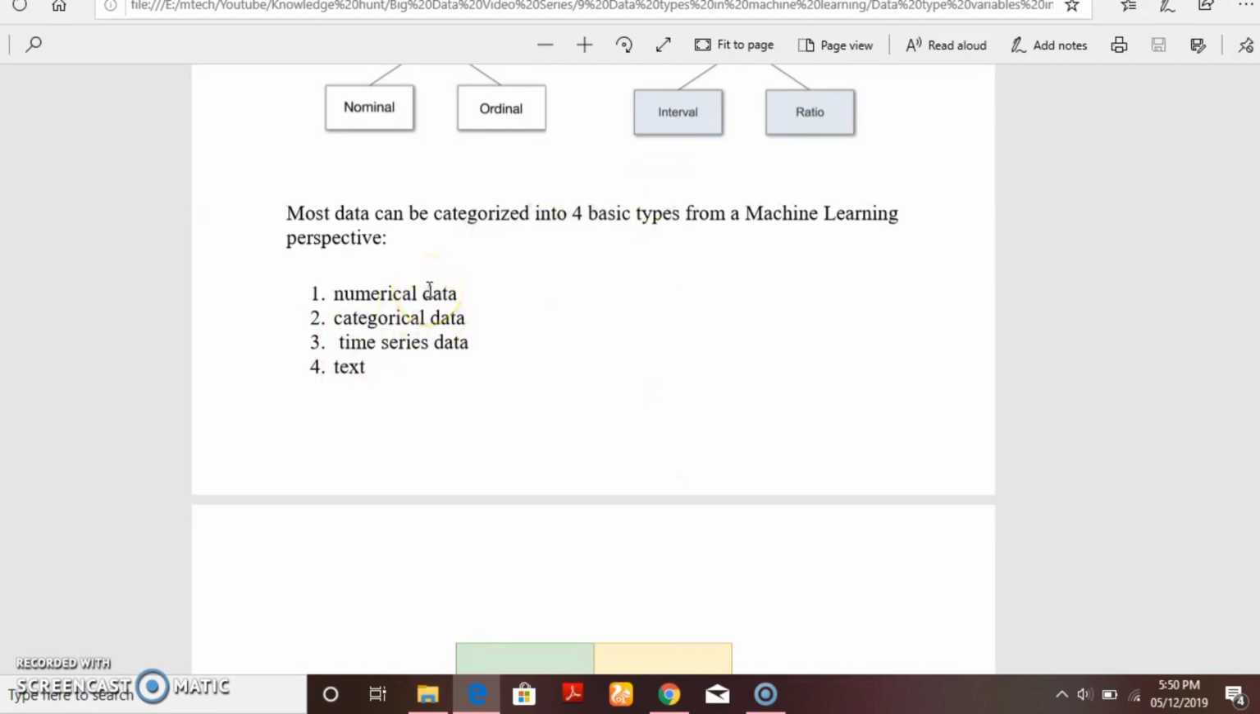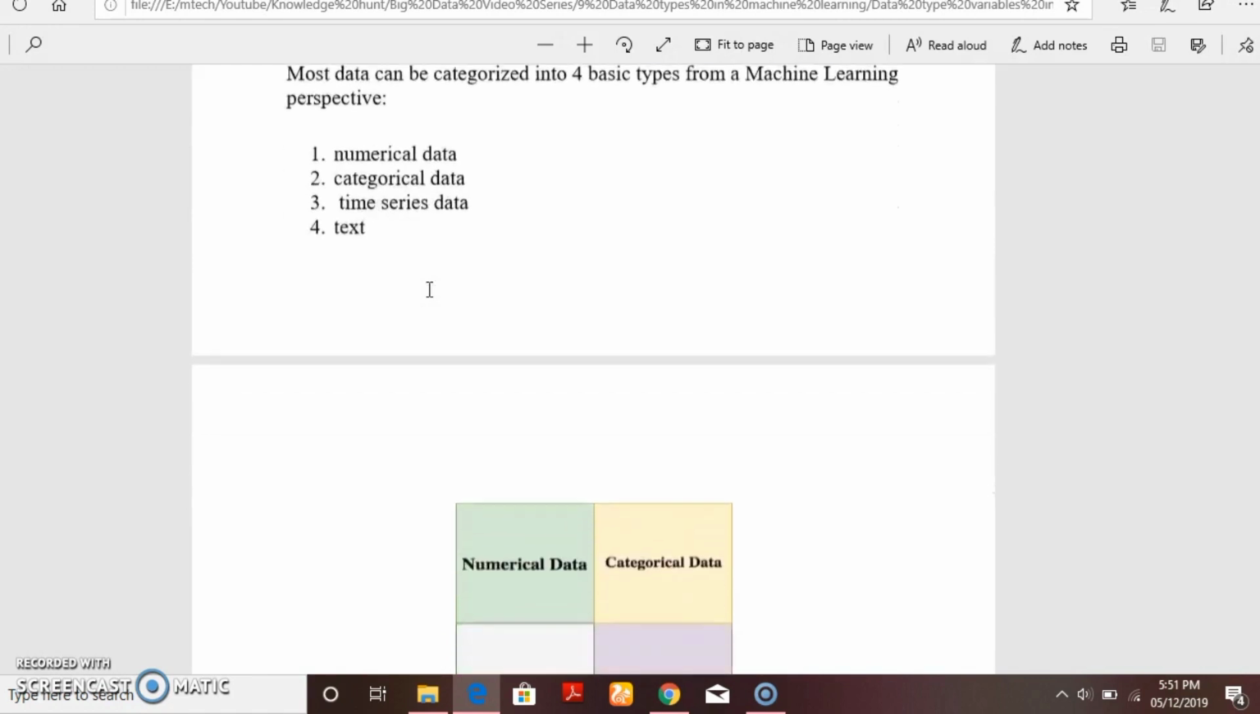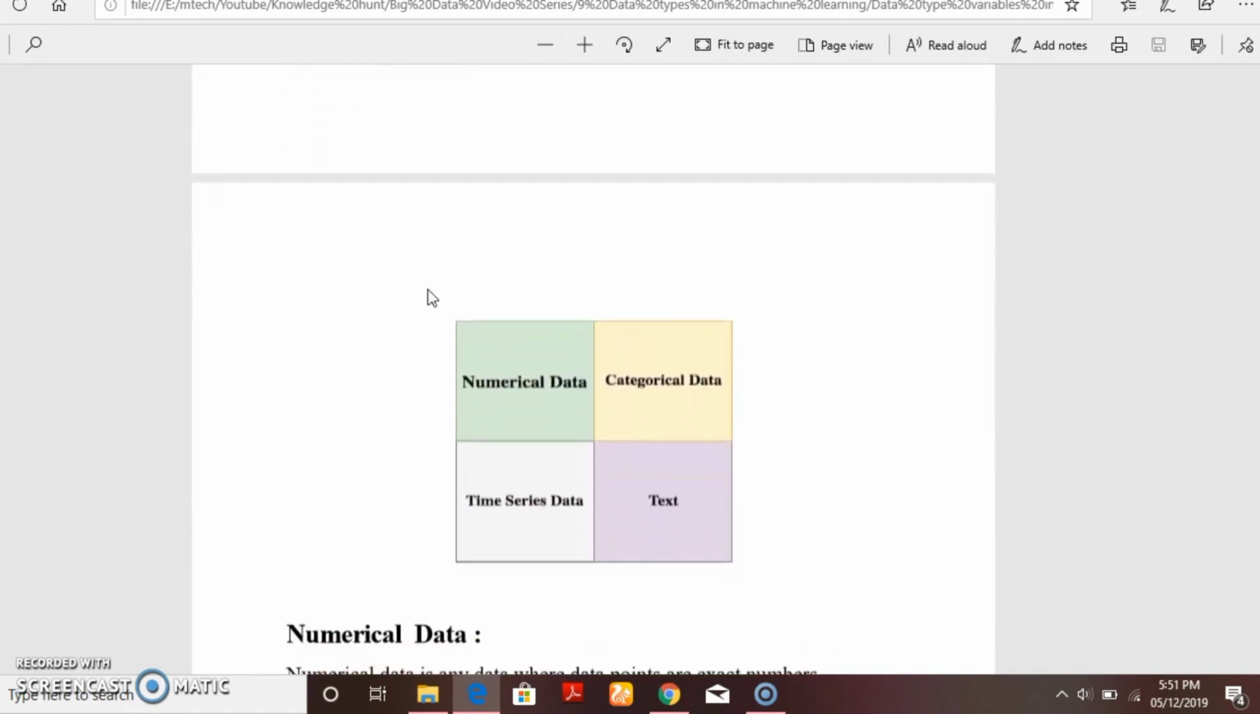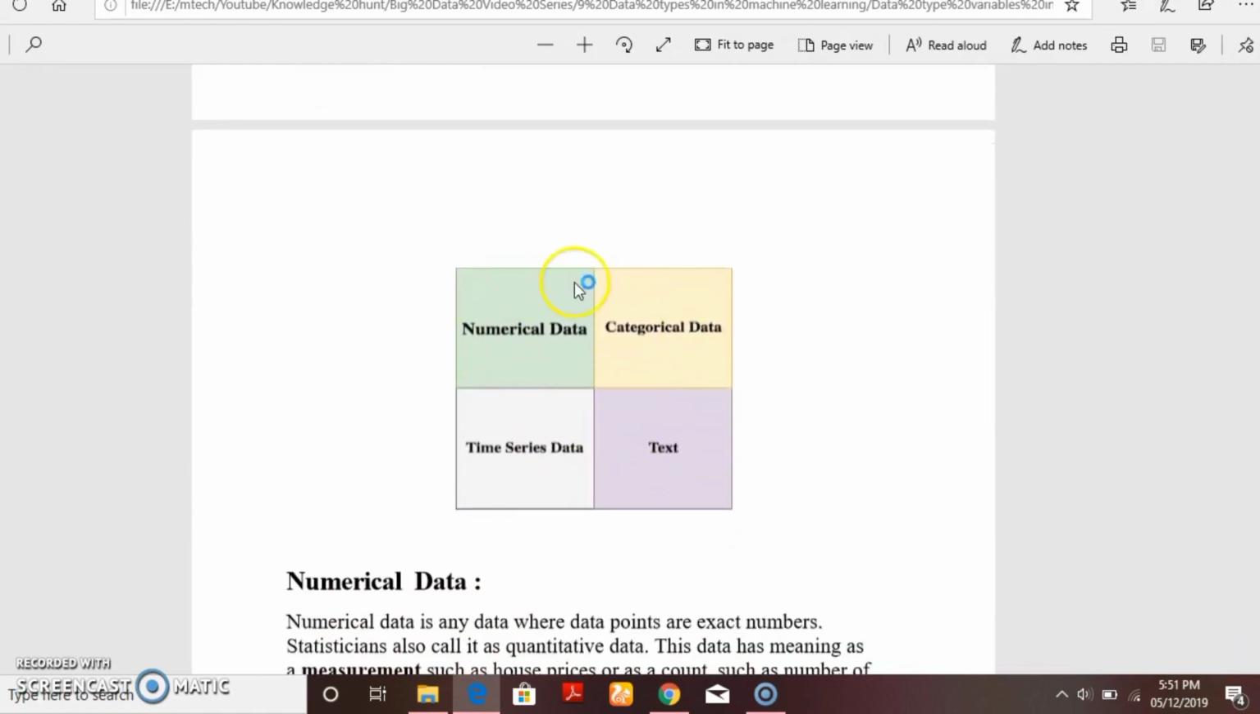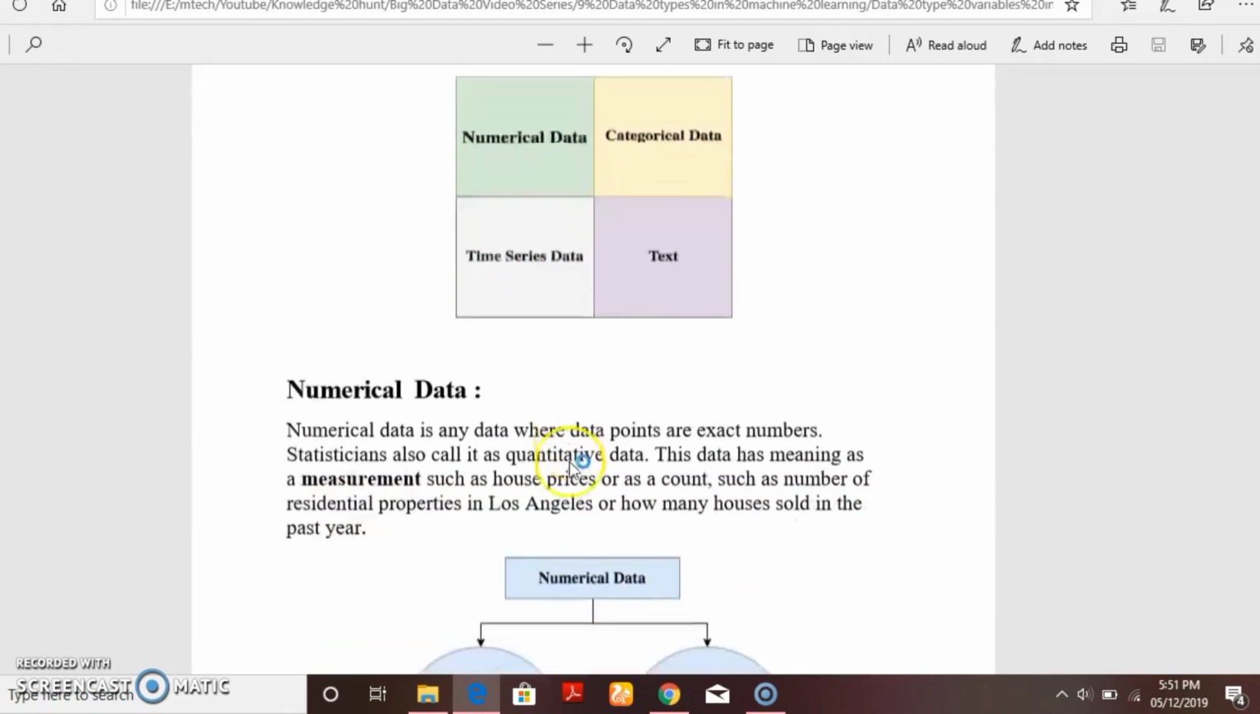So when we are applying an algorithm, it will be categorical data, text data, numerical data, or a time series based data set. So these are the four types, that is numerical, categorical, time series, and text. So what is numerical data?